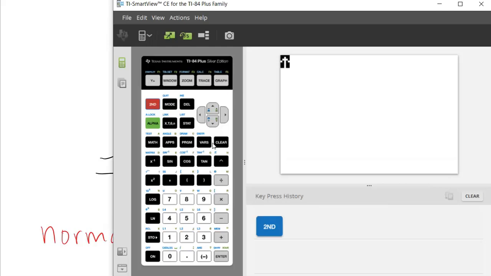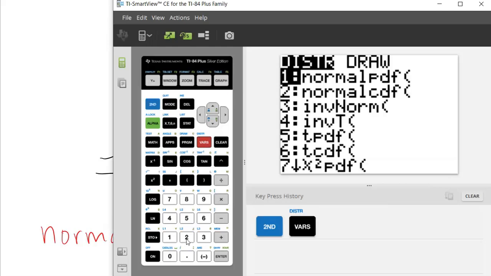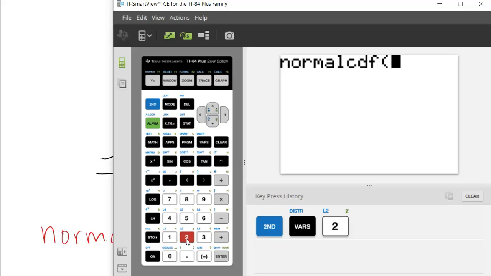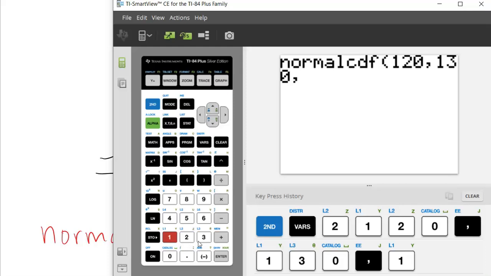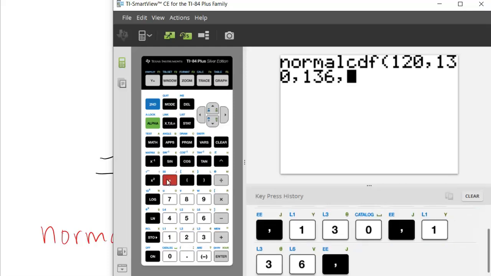So we're going to hit second vars. Choice 2. Normalcdf is choice 2. Our lower bound was 120. Our upper bound was 130. Our mean was 136. And our standard deviation was 7.